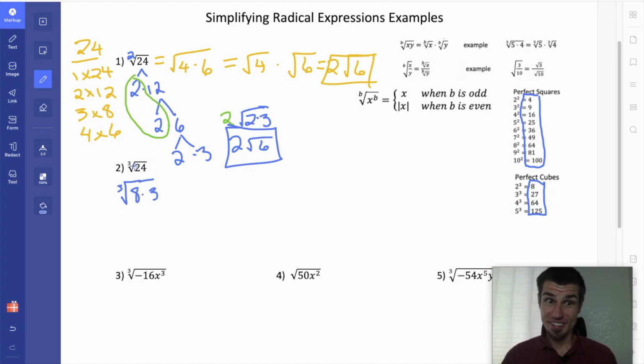Do you agree with me, right? The cube root of 24 is the same as the cube root of 8 times 3. 8 times 3 is 24. So all I did was rewrite this expression in the same exact way. Now, why would I want to do this? Well, because we know this property right here.